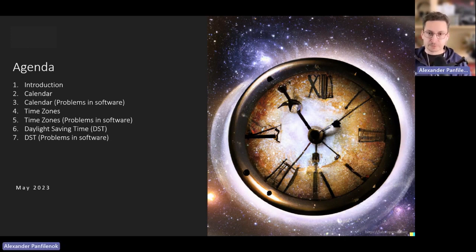Next, the time zones. What is it? Why do we have them? And what is not a time zone? Some common problems in software development are related to time zones. And the topic daylight saving time. What is it and why is it the pain?